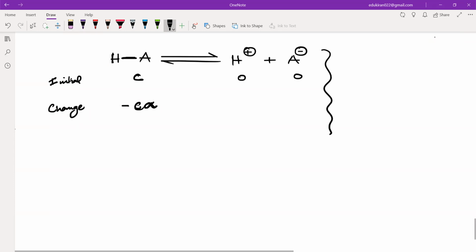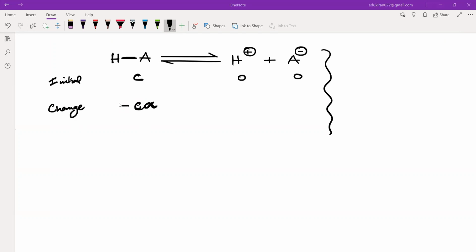How are we writing it? Why is C there? Because it is a fraction of the initial concentration. The change is a fraction of the initial concentration. Some fraction from the initial concentration has reacted. Now this initial concentration is C and the fraction is alpha, and hence the change will be minus C alpha.